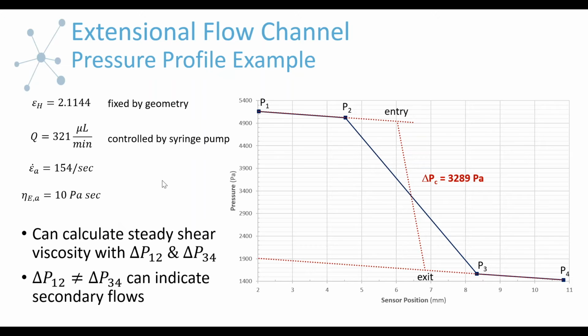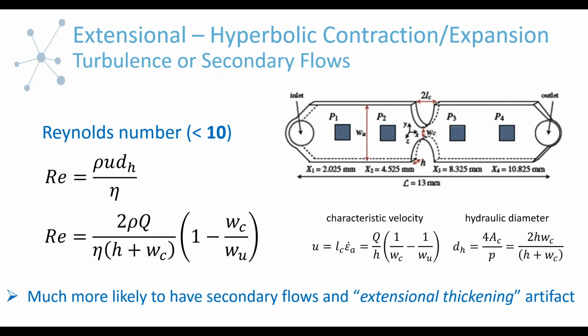And then I also wanted to point out that using the equations for the standard channel, you can calculate steady shear viscosity using the pressure drop between pressure sensors 1 and 2 and 3 and 4. And it's actually quite informative to look at this profile when you're collecting your data, because deviations in these two pressure drops prior to and after the contraction can be indicative of the secondary flows that we're going to talk about in a second. So this is quite useful to view all the information.